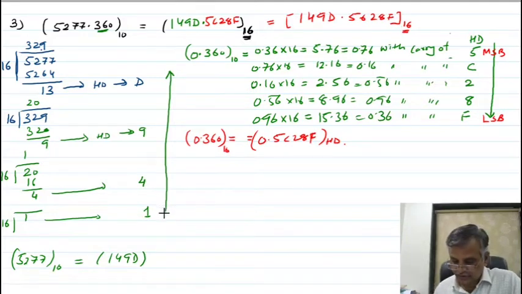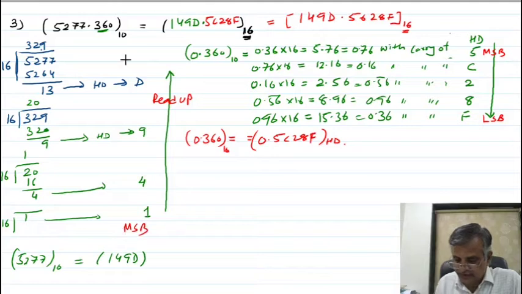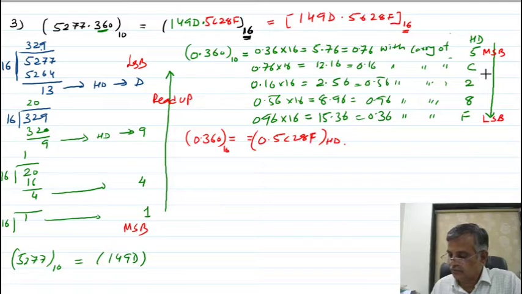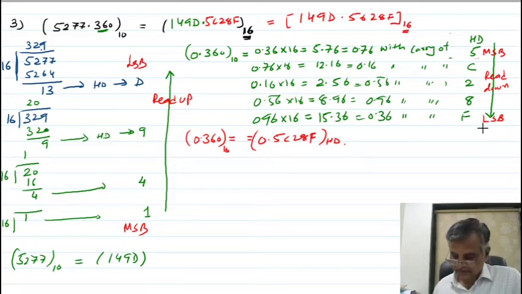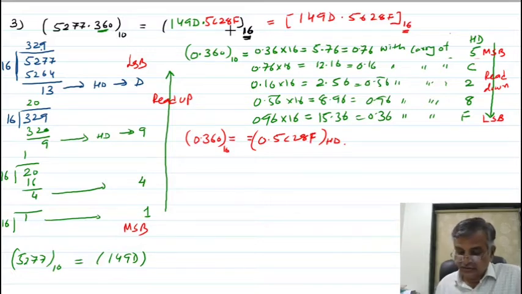Here for the integer, we read up. Remember, this is read up, and we write MSB here and LSB here. While for the fraction we read down, this is MSB and this is LSB. I think you understand, we have done 3 numericals, and in the previous lecture we did 2 or 3. So you will understand how to convert decimal into hexadecimal number.